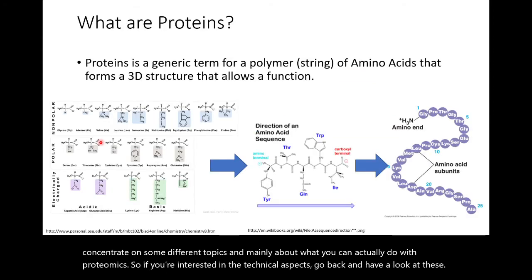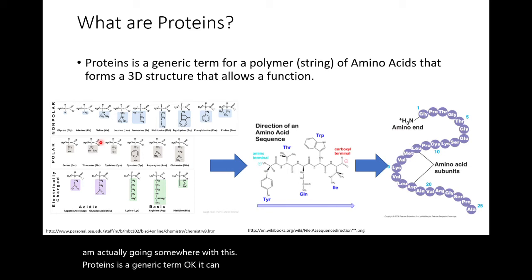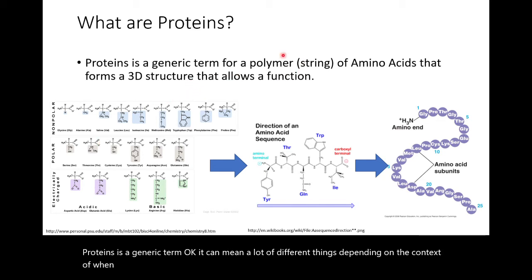So I'm just going to remind some people about what proteins actually are, and don't worry, I am actually going somewhere with this. Protein is a generic term. It can mean a lot of different things depending on the context of when you say it. But at its simplest, it is a term describing a polymer or a string of amino acids that then form a 3D structure that then allows a function.